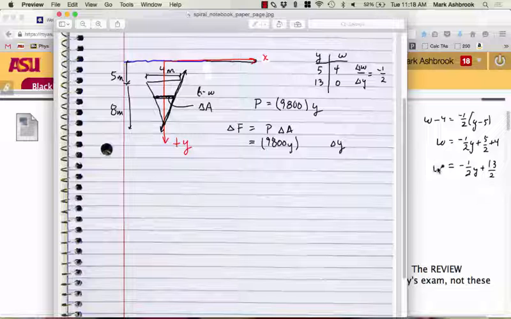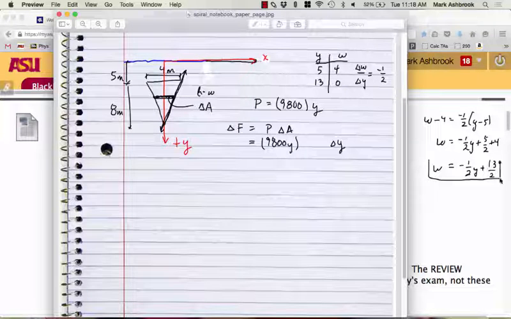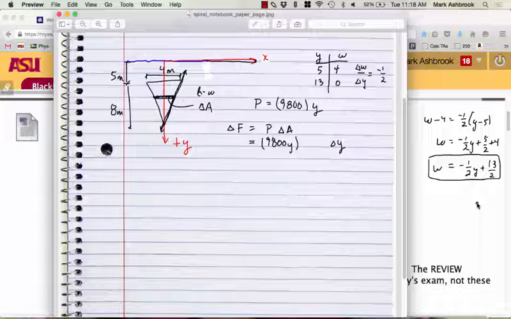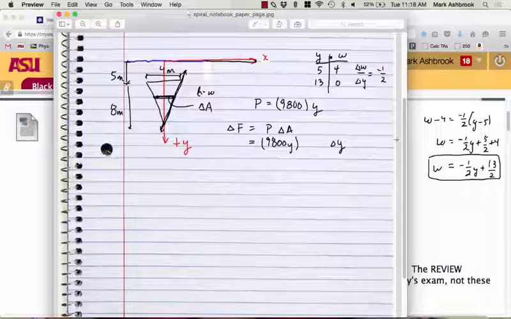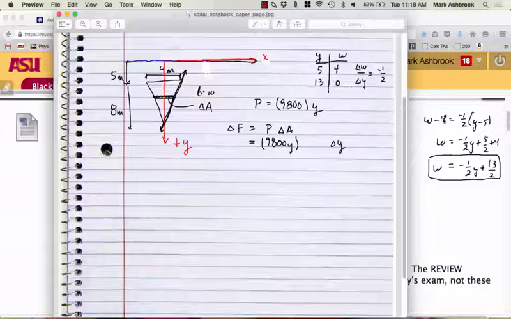All right, did I lose anybody? So what did I do? I just figured out what the width was at any depth, right? Width as a function of depth. So w minus 4, I'm plugging in the point 5, 4. I'm using the point 5, 4.